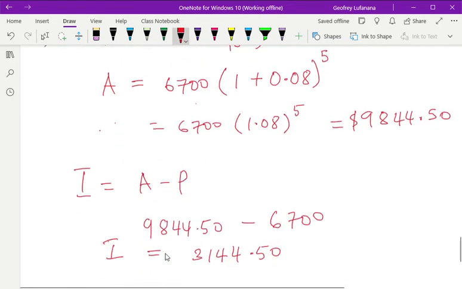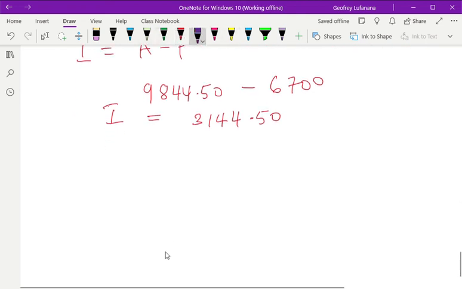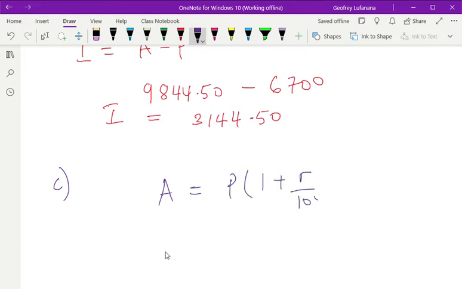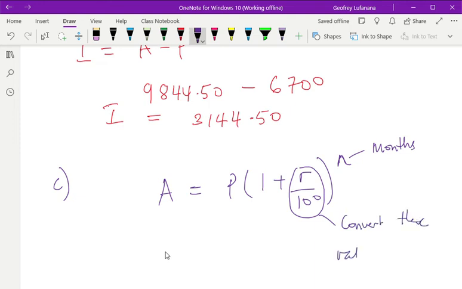How about when it's compounded monthly? That's part C. We would still use the same formula, principal into 1 plus our rate to the power n. Now, because we want to compound it monthly, it means that our time is going to be months, okay? But then the rate is per annum or yearly. We need to convert the rate so that it is monthly, okay? Because we are compounding monthly.